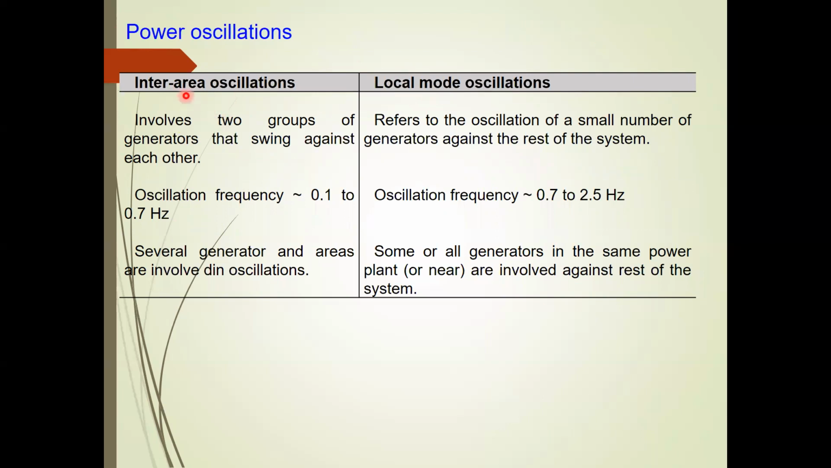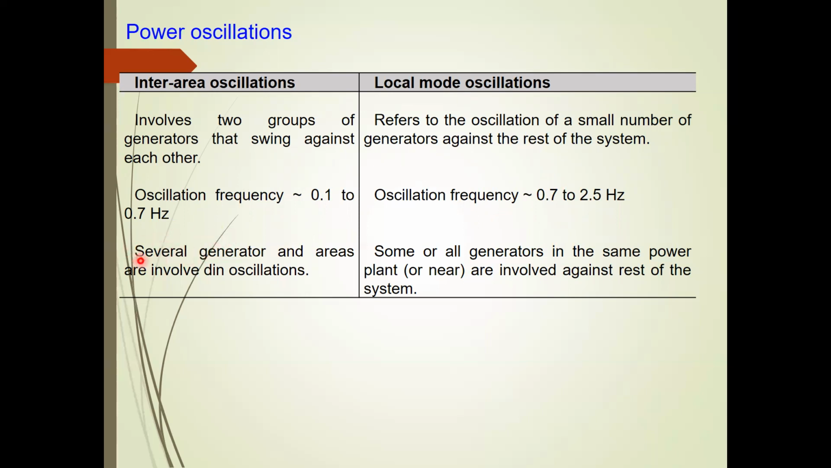Another thing is that inter-area oscillations are comparatively lower, in the range of 0.1 hertz to 0.7 or 0.8 hertz even. But local mode oscillations are somewhat higher, around 1 hertz. But again, this is very general, because it will vary with the power system, vary with the power network. It is comparatively higher.